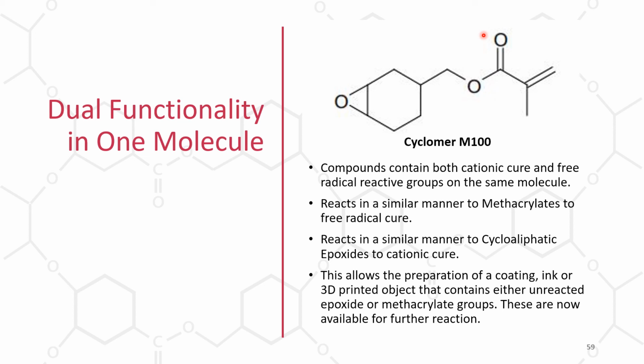So these are compounds that contain both cationic cure and free radical cure on the same molecule. This molecule, Cyclomer M100, reacts in a similar manner to methacrylates for free radical cure, and the same for cycloaliphatic epoxide. So it reacts as though they were separate. This allows the preparation of a coating, ink, or 3D printed object that contains either unreacted epoxides or methacrylate groups, and these can then be available for further reaction after you do your first initial cure. So you can be very creative in your formulation using molecules like this.